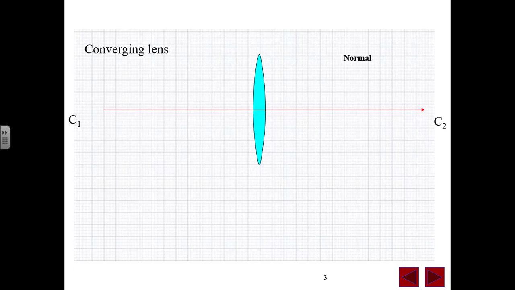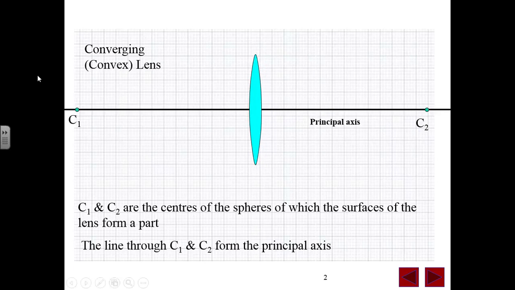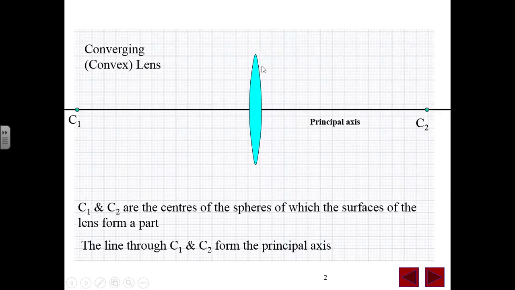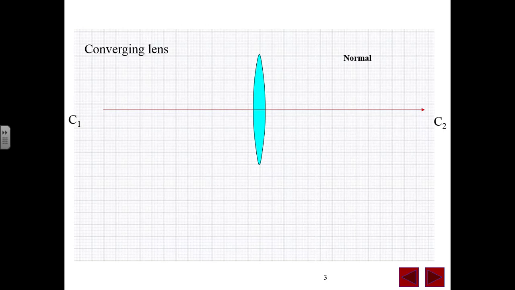And so what's true about the converging lens is that if we have C1 and C2, these are the centers of the spheres whose surfaces are a part of the lens. So if we were to continue this surface around, this is the center of that sphere. Kind of like with a mirror, the line that we draw through the center of curvature of both of the sides of the lenses is what we call the principal axis. So there we have my principal axis, or the line that's normal to the lens.